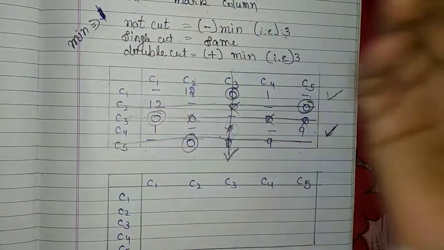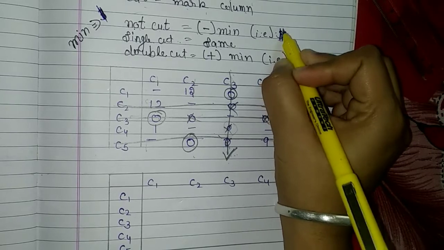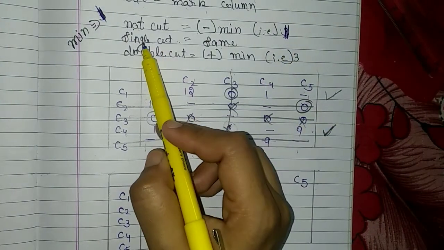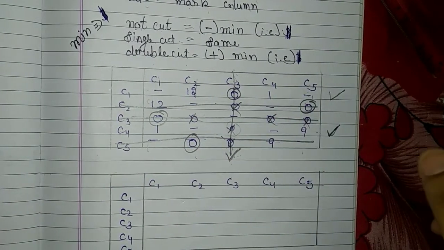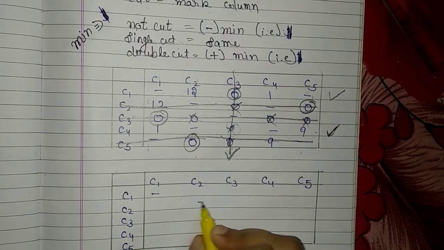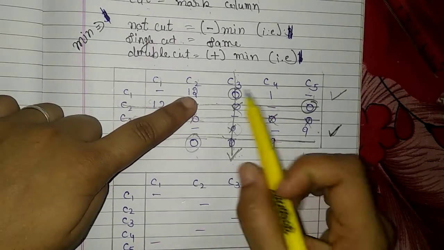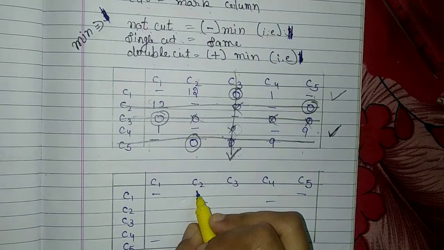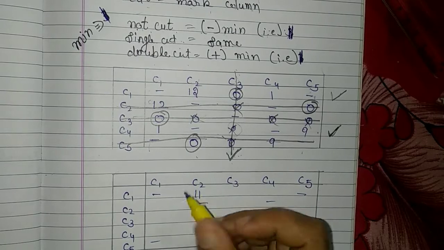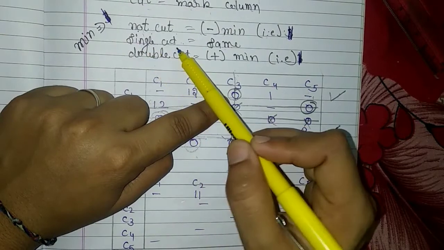So the same formula applies. Not cut number, we have to subtract the minimum number, that is 1 here. Single cut, same. Double cut, we have to add the minimum number, that is 1. Now we can construct or reorganize this table. 12 is a not cut number, subtract the minimum number, that is 1. 12 minus 1 is 11. 0 is single cut. Single cut, same.